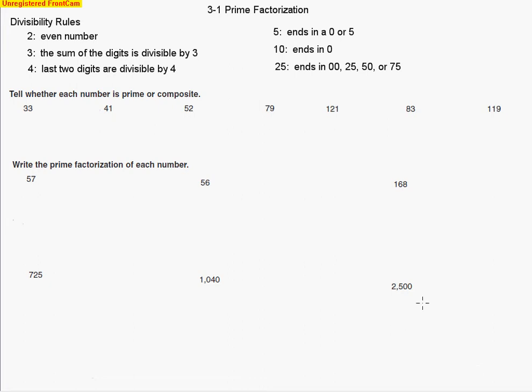Today we are going to be factoring numbers and figuring out whether numbers are prime or not. And so let's talk about what a prime number is to start with. A prime number is just a number that is a whole number, but it has to be bigger than 1.